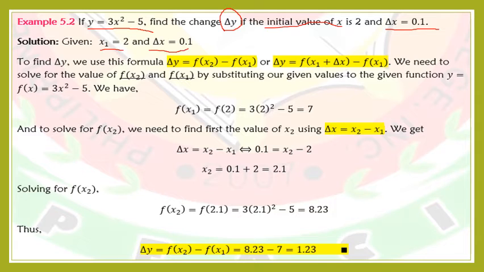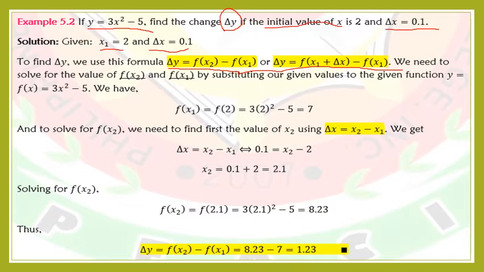Okay, so yan yung given natin. To find delta y, class, we use this formula. Yung nabanggit sa previous slide, delta y is equal to f of x sub 2 minus f of x sub 1, or pwede din ito yung gamitin natin, f of x sub 1 plus delta x minus f of x sub 1. So formula lang talaga yung dito sa approximation using differentials.